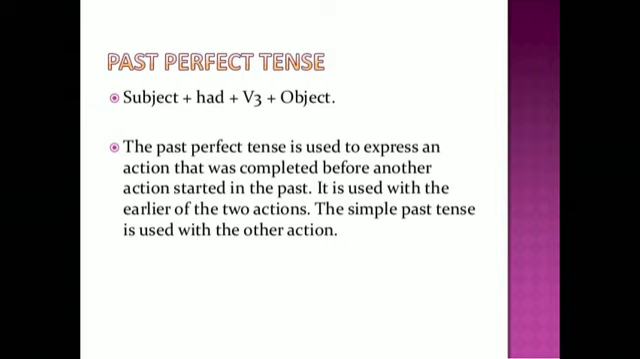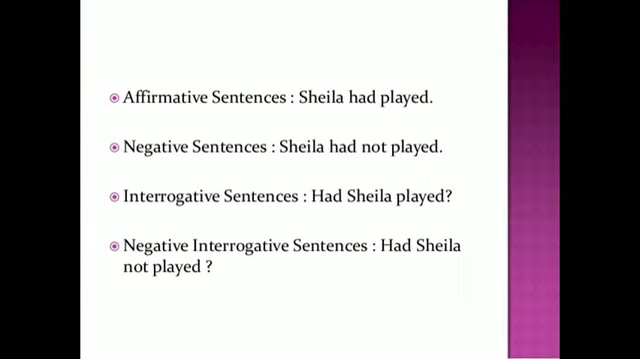So students, the past perfect tense is used to express an action that was completed before another action started in the past. It is used with the earlier of the two actions. The simple past tense is used with the other action. Now let's go with the example. Likewise, Sheila had played. So this is affirmative. Then in negative sentence, Sheila had not played. Then in interrogative sentence, had Sheila played? Then in negative interrogative sentence, had Sheila not played?